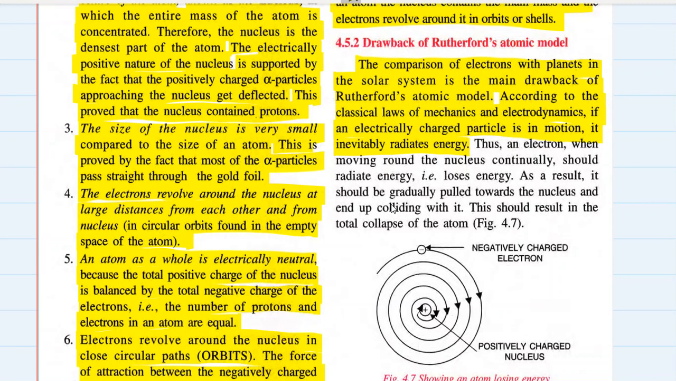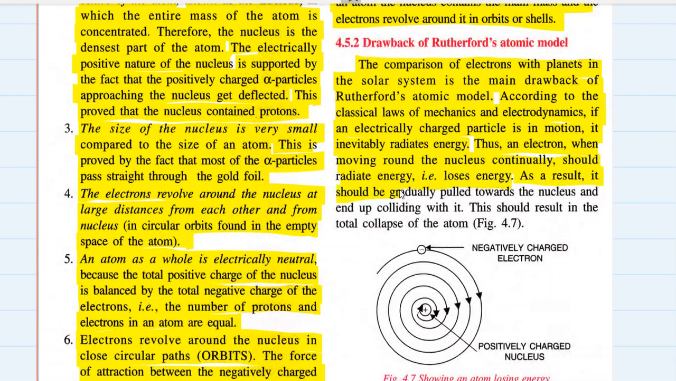The laws of classical physics, which apply on planets and their motion in a solar system, cannot apply on an atom or subatomic particles like electrons, because subatomic particles are very, very small. Their masses are negligible. Second thing, they are charged particles. So when charged particles have a huge velocity, they tend to radiate energy, they tend to give out energy. So an electron which is moving around the nucleus continuously should radiate energy, it should lose energy.